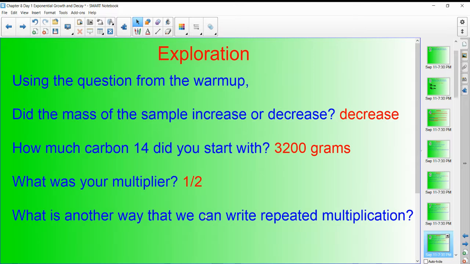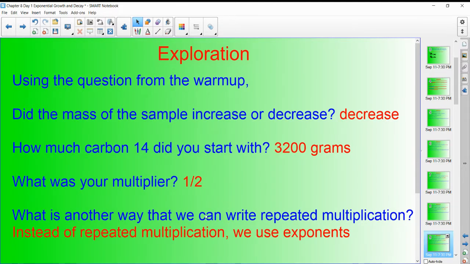We multiplied by 1/2 and multiplied it by 1/2. And repeated multiplication is exponents. So really what we did to get from the 3,200 to the 50 was we took 3,200 and we multiplied it by 1/2 and we did 6 half-lives. So we did it 6 times. That's an example of an exponential function. So if you can tell me certain pieces, what do we start with, what's our multiplier, we can write an exponential function.